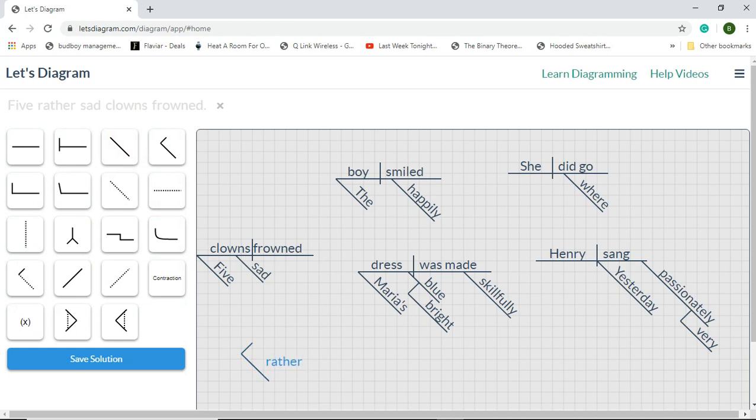So how sad were they? They were rather sad. And that is what our final sentence should look like.